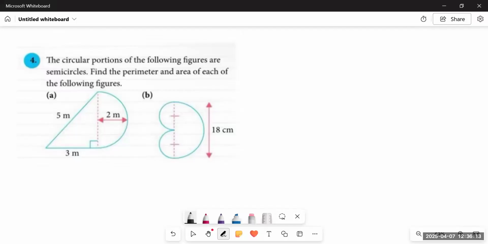Okay, now let's do part B of this question number 4. Here you can see that we have a line over here and then a semicircle on the left-hand side and 2 semicircles on the right-hand side. And we are only provided with the diameter of this semicircle. Let us say this is shape 1, this is shape 2, and this is shape 3. So we have 3 semicircles over here.